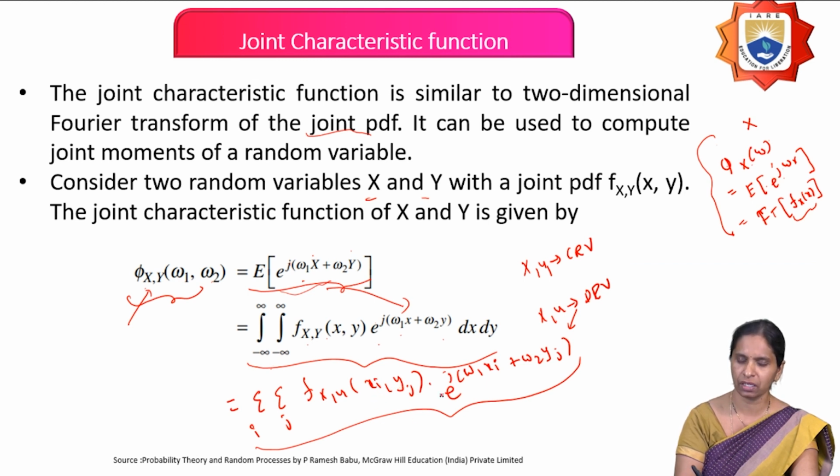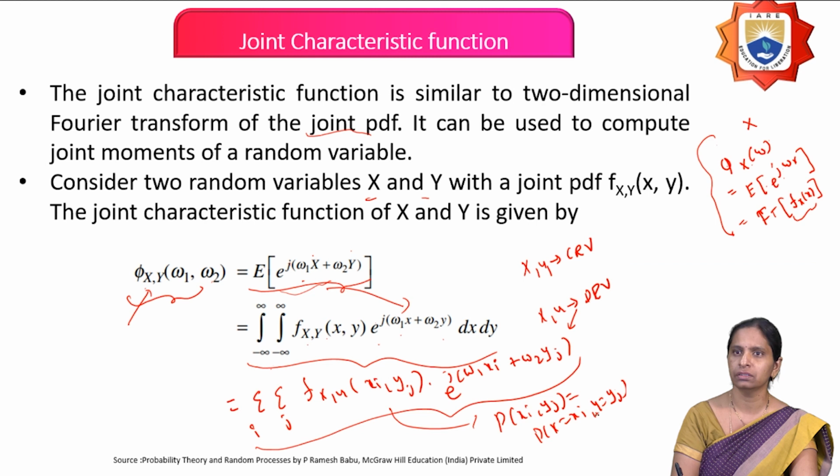So what is p of xi comma yj? It is nothing but p of x equals xi and y equals yj. Here p indicates the probability, so the probability that the random variable takes x equals xi and, nothing but joint probability here, y equals yj. Therefore, this is the formula for the joint characteristic function in the case of continuous random variables and in the case of discrete random variables.